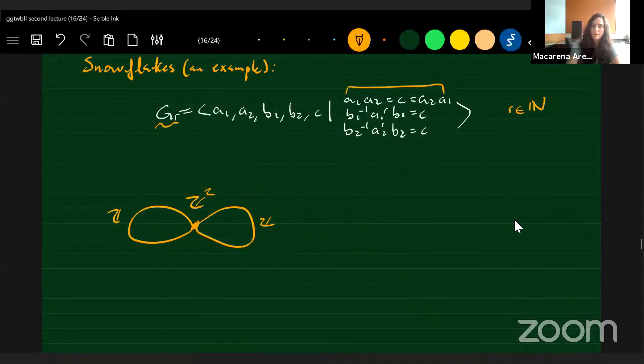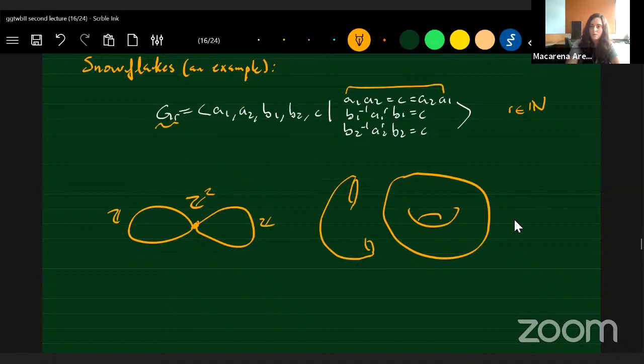The graph of spaces associated is a torus to which we are gluing two cylinders. And the attaching map of these two cylinders to the torus depends on these two relations. It's described by these two relations.